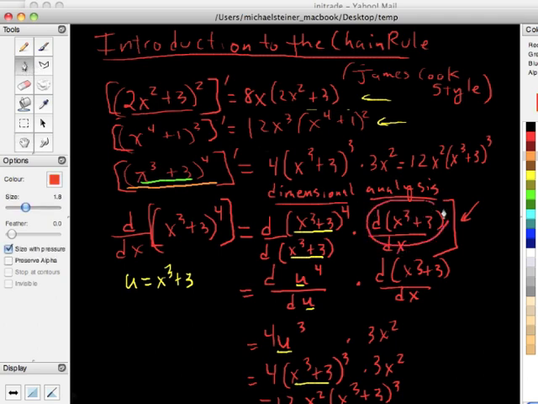This term right here and this term right here, they're going to cancel. And we're left with the derivative of x to the third plus 3 to the fourth divided by dx, which is what we're doing over here, right? We're taking that derivative. So the reason this should kind of make sense is in terms of dimensions.